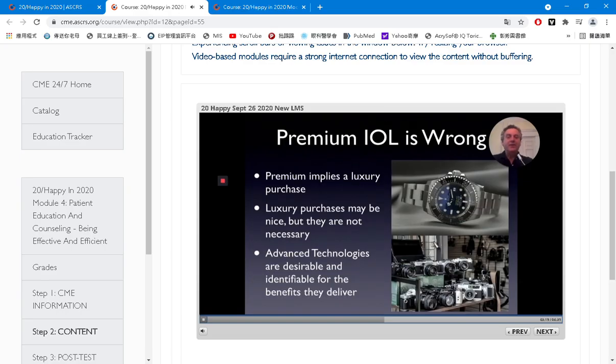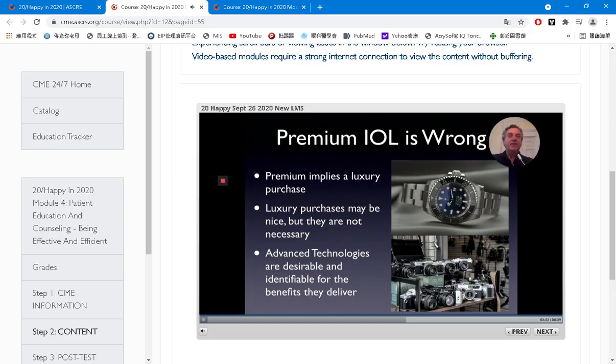I feel very strongly that using the term premium IOL is the wrong way to educate patients. Premium implies a luxury purchase, and luxury purchases are nice, but they may not be necessary. If you look at the very expensive watch to your right, that can cost over $10,000, but in reality doesn't really tell time any better than a $2 watch. Advanced technology, however, is desirable because it delivers specific benefits.